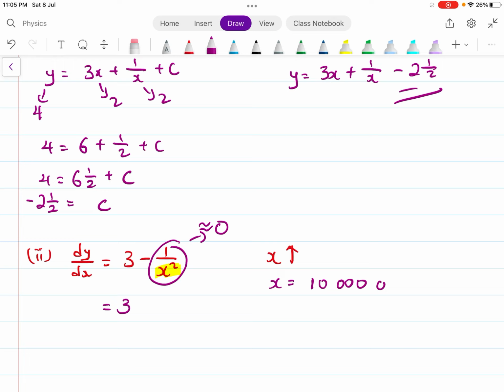When you sub in 1 million, 1 over 1 million squared, this 1 over x squared tends to become very, very small, or I just equate it to 0. That's why 3 minus 0 is just equal to 3. So that is how we solve this. The answer for part 2 is actually 3.